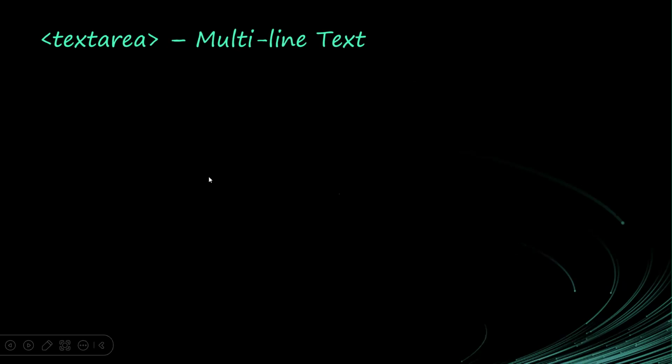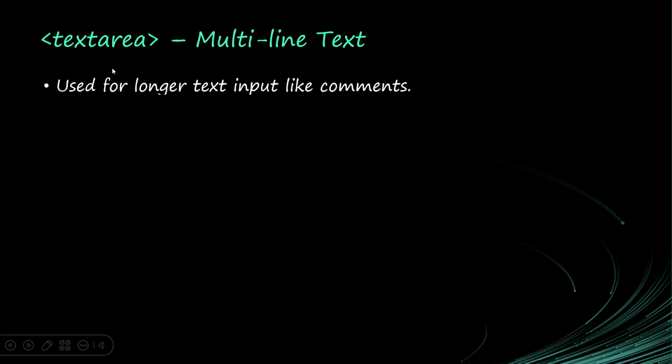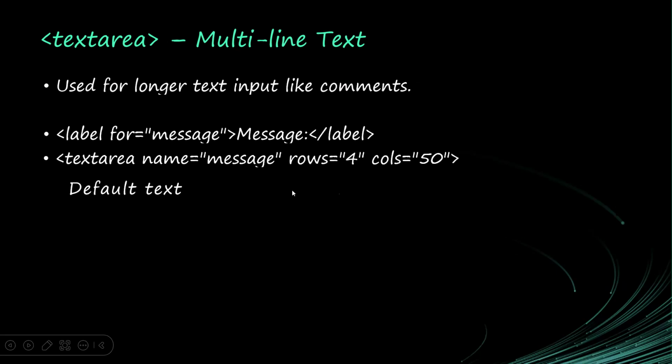Okay, so we have textarea. Remember the input field is for collecting a single line of text. But if you want to collect multiple lines of text, something like a user's comment or a post, then you have to use the textarea. In the textarea, you can include the number of rows, that's the height, and also the columns, that's the width. You can just try it out.